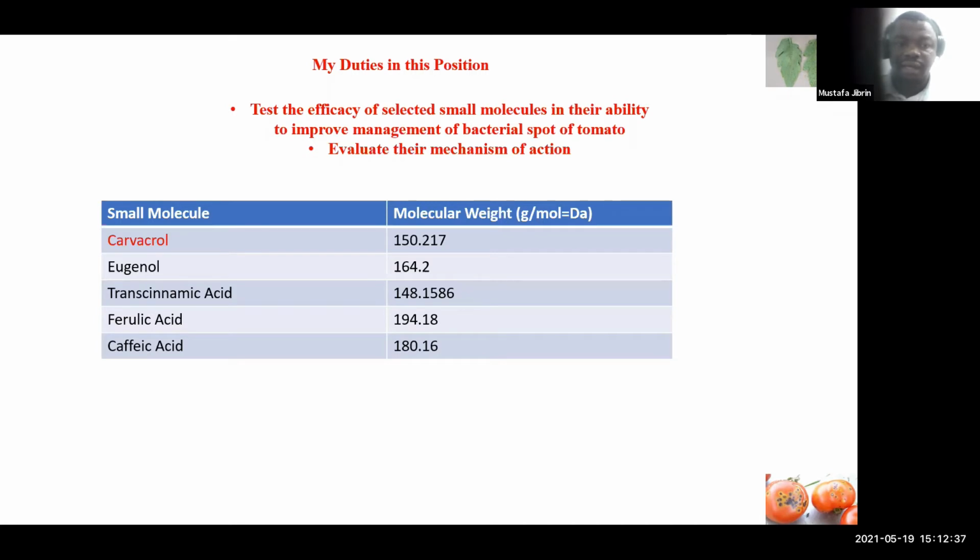If you look carefully, the molecular weights of all these compounds are below 900 Daltons. So they are effectively small molecules. These other 3, the tranexamic acid, the ferulic acid, and the caffeic acid, belong to a group of compounds known as cinnamic acids, which I will explain later on.